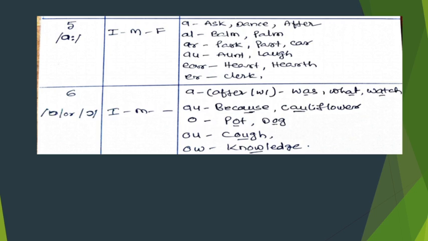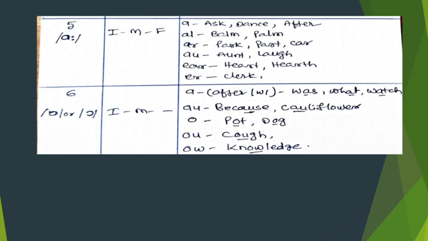It is represented with AL, where L is silent: balm. With AR, where R is silent: park. AUNT, aunt. EAR in heart. ER in clerk. Don't say it the American way, it is clerk. Or is silent. And with this O, the lips are slightly rounded. It happens initially, medially, but not finally.